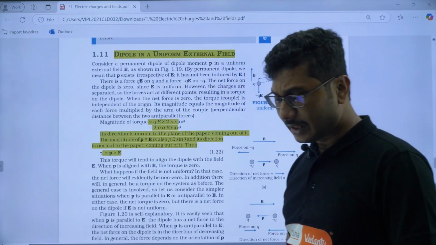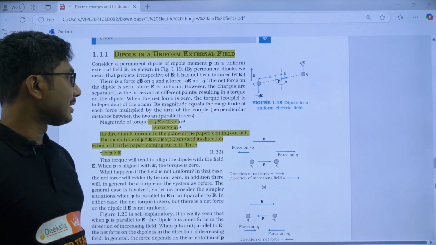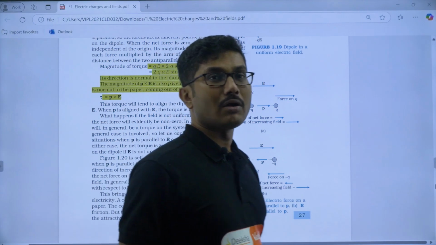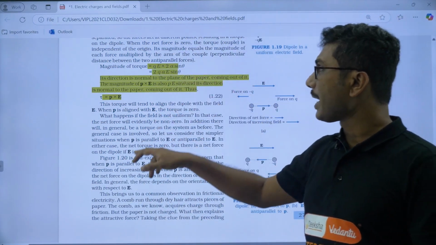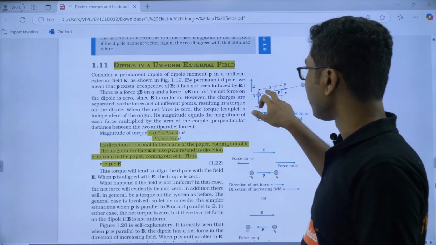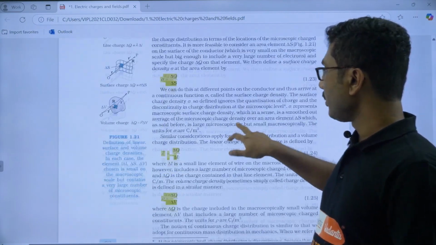Dipole in an external electric field. There is a small derivation related to a dipole in an external electric field. The torque acting on a dipole is basically given by P cross E. This derivation you have to practice, okay, and this diagram is compulsory for this derivation. So that is why this is important. Now let us move on.